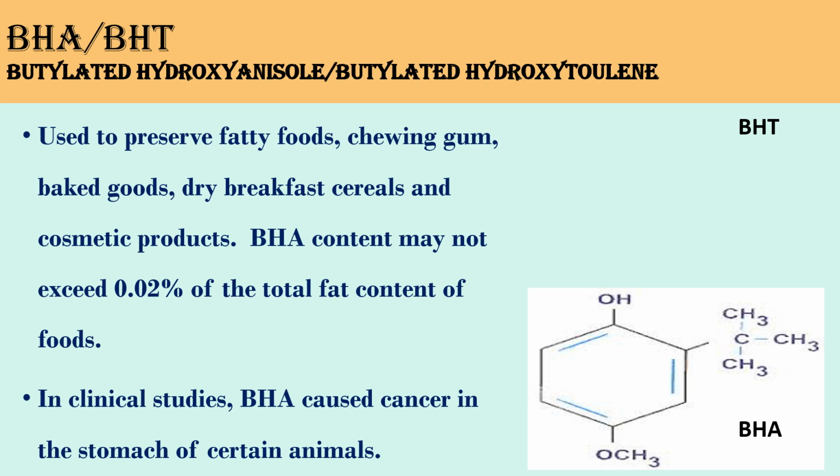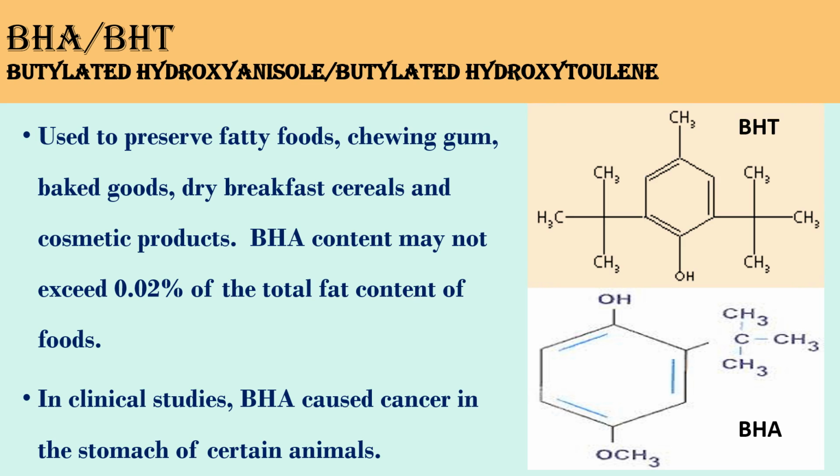Okay, so it contains a methoxy and an OH at the 1,4 position and an isobutyl group at the ortho position. So that is BHA. What is the next thing? BHT. It contains the tertiary butyl group ortho to your OH and a methyl group para to your OH. So this is the structure of BHT.